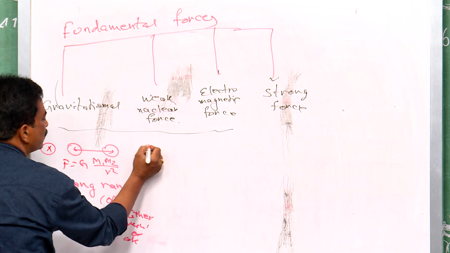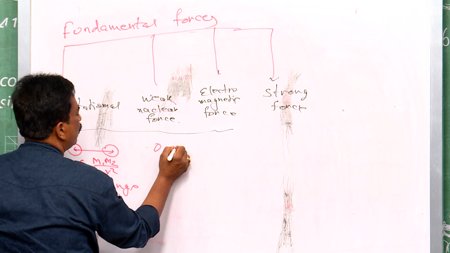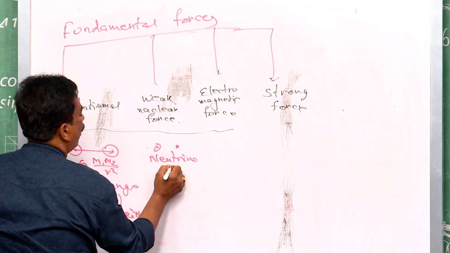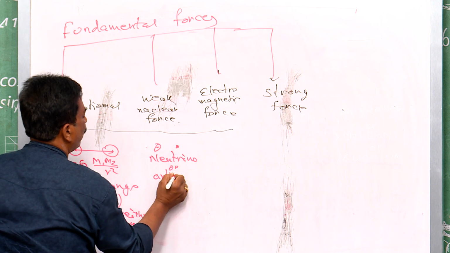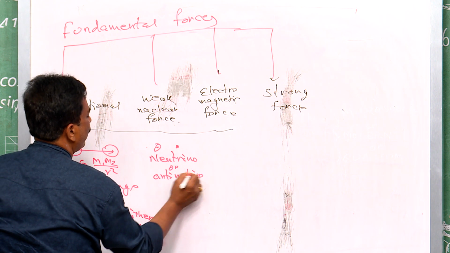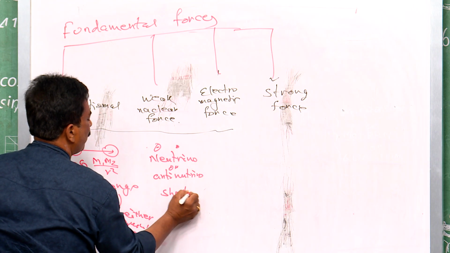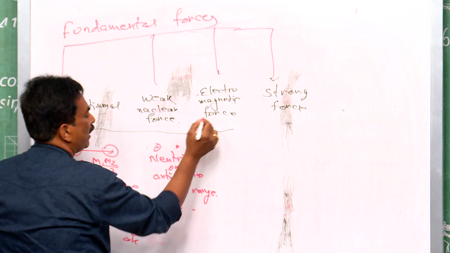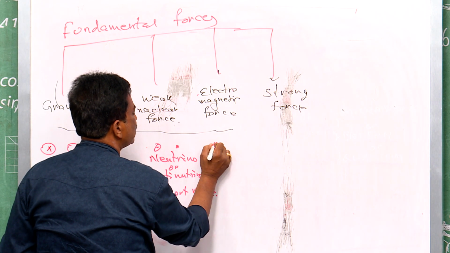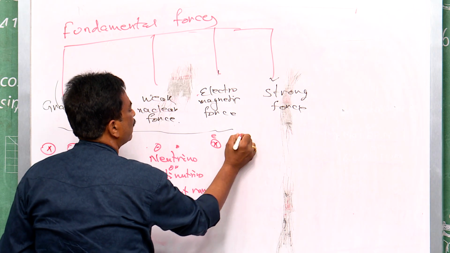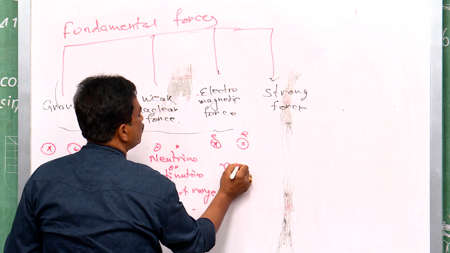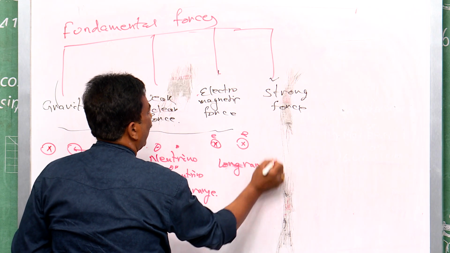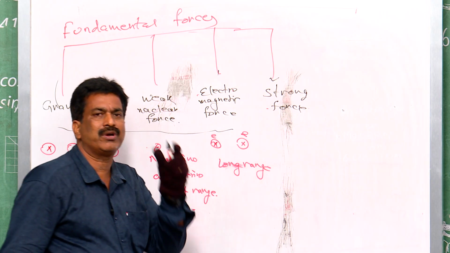Next is the weak force, that weak force between 2 neutrinos or anti-neutrinos, and this is a short range force, and never requires a medium. Next, the electrostatic force, electromagnetic force, means between 2 charges. This is a long range force, and this strong force is in the case of the nucleus.